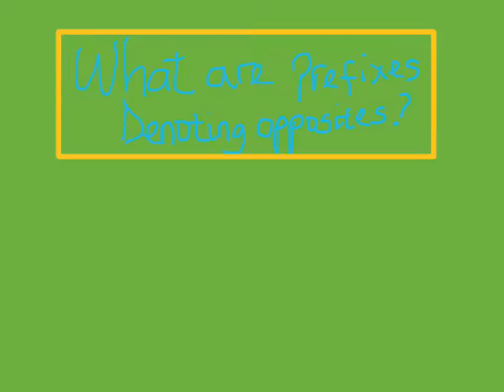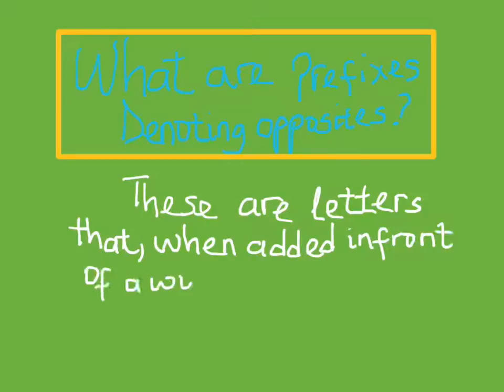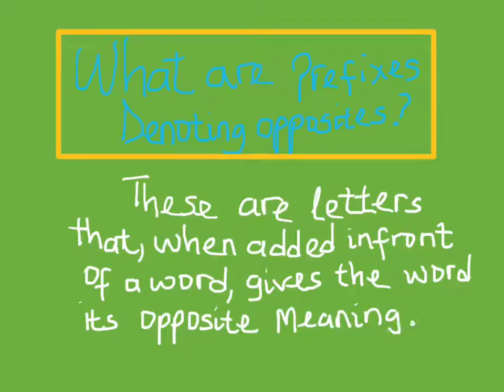So then what are prefixes denoting opposites? A prefix denoting opposite is the letters added in front of a word which enable the word to have a completely opposite meaning from what the original word signifies. So the prefixes denoting opposite will be letters that, when added in front of a word, give the word its opposite meaning.